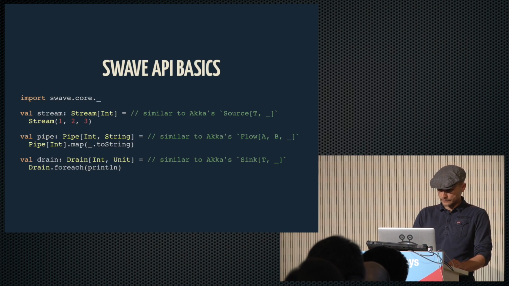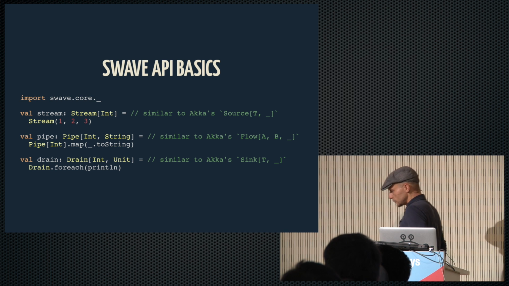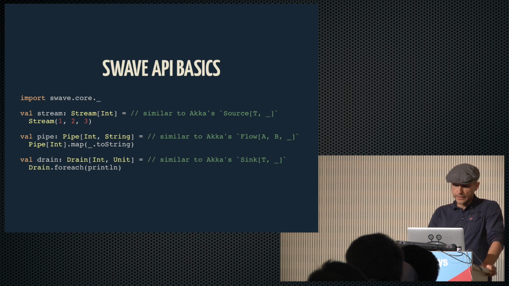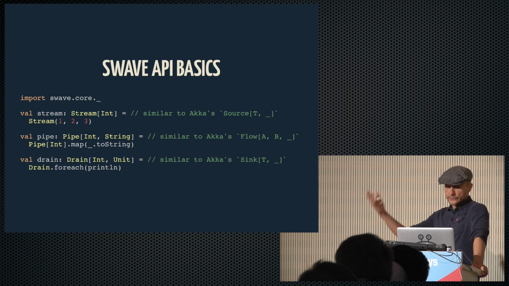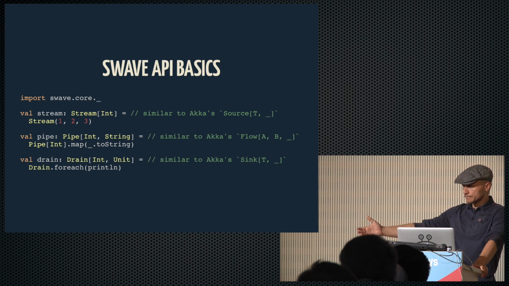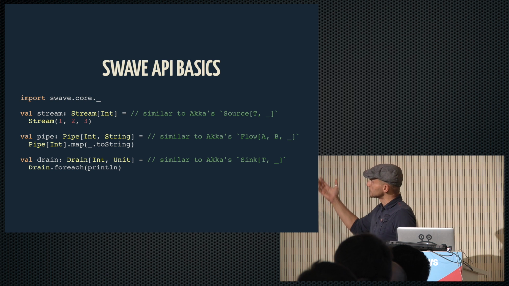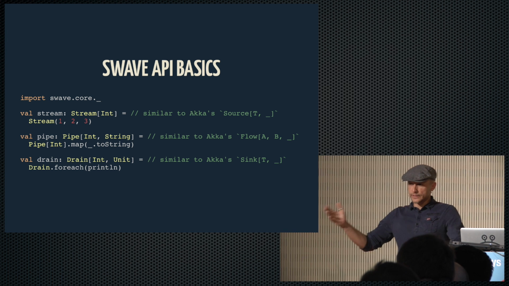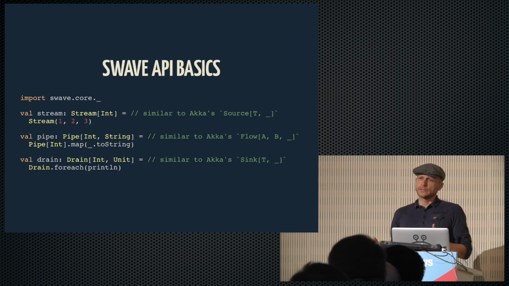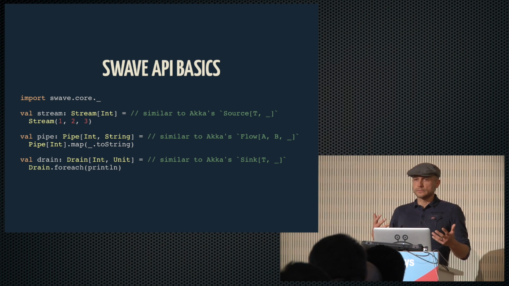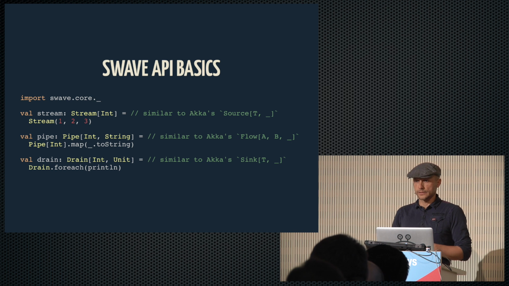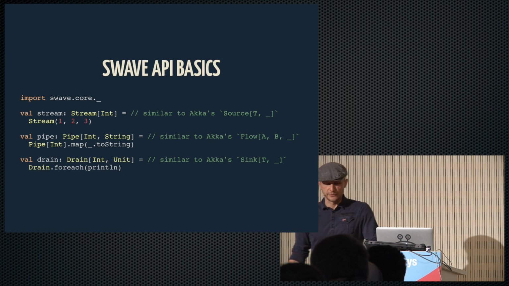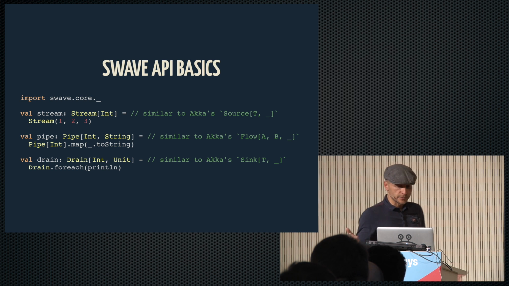We'll see. So before we dive into an example, these are the API basics. Basically, we have a Stream, a Pipe, and a Drain, which roughly corresponds to what Akka calls Source, Flow, and Sink. The reason I gave them different names is that I assume you will often have both on your classpath, and different names make interoperability easier. This might not always be like that, but currently that's what it is.